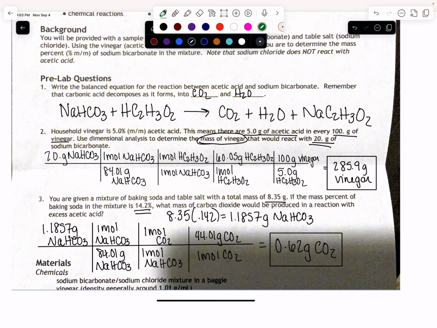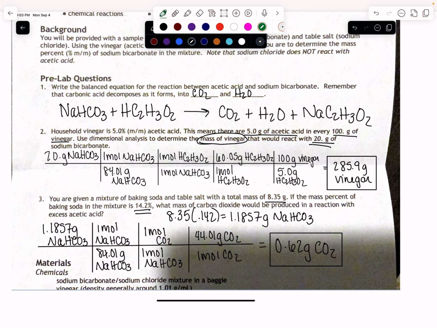So this is how I set it up. I use the train track method. I haven't kind of had you going through this with me at the beginning of the year, but this is how I set up my dimensional analysis. So I start with my 20 grams of my sodium bicarbonate, and then I converted that to moles. Then using my balanced chemical equation, I have a mole to mole ratio. Convert it to grams of my acetic acid or my vinegar.